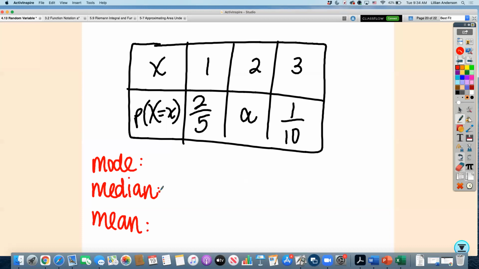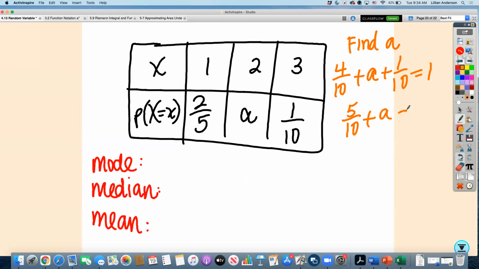I got to know A. And using what you know about a probability distribution, how can I find A? It has to add up to 1. So 2/5 is 4/10, and 4/10 plus 1/10 is 5/10. So A is 5/10. Very good. So you have to add all of them up together and set it equal to 1. It needs to equal 1. So you're right, that's 5/10. So that means that A has got to equal 5/10.